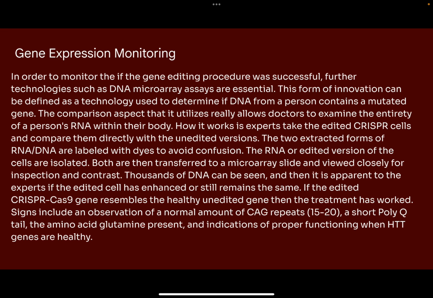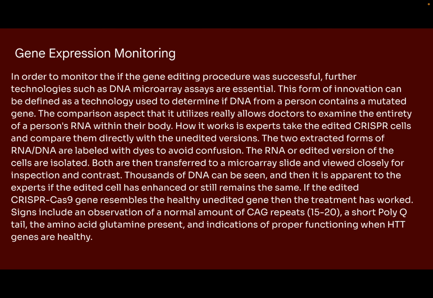Gene expression monitoring. In order to monitor if the gene editing procedure was successful, further technologies such as DNA microarrays are essential. This form of innovation can be defined as the technology used to determine if DNA from a person contains a mutated gene. The comparison aspect that it utilizes really allows doctors to examine the entirety of a person's RNA within their body. How it works is experts take CRISPR cells and compare them directly with the unedited versions.